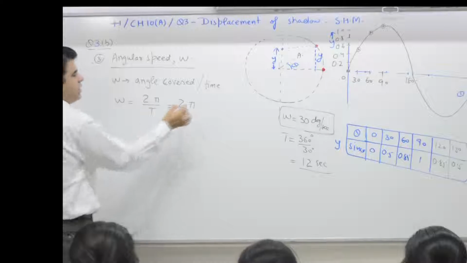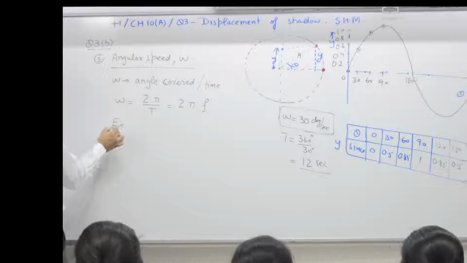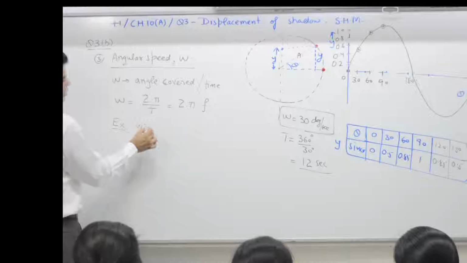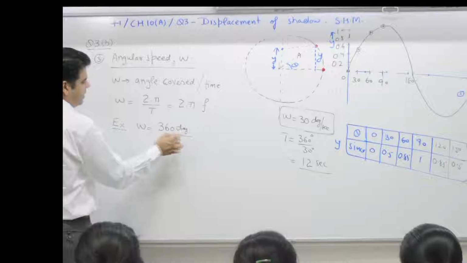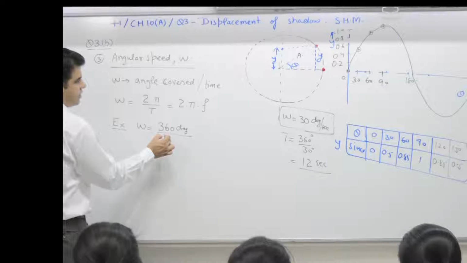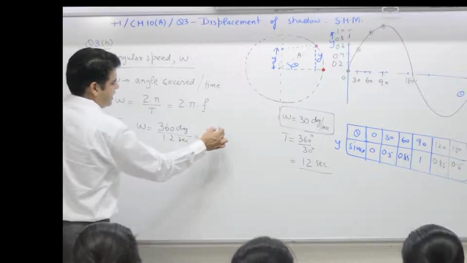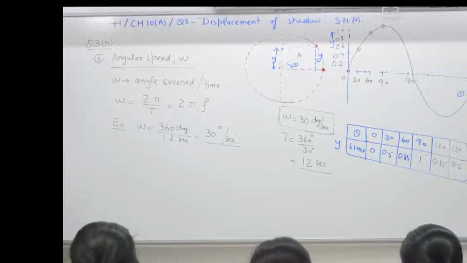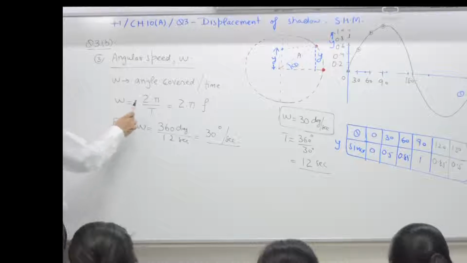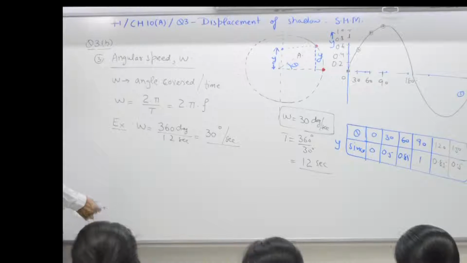1 by T is what? Frequency, f. In this case, as an example here, omega is what? Total angle covered is how much? 360 degree. In how much time? Yes, 12 seconds. So it is 30 degree per second. You can find in SI also, 2 pi divided by 12, that is pi by 6 radian per second.